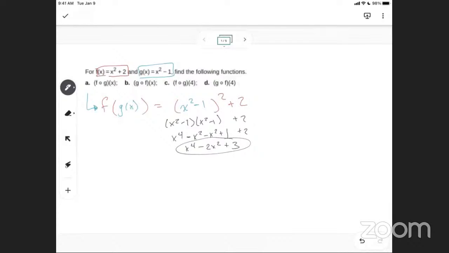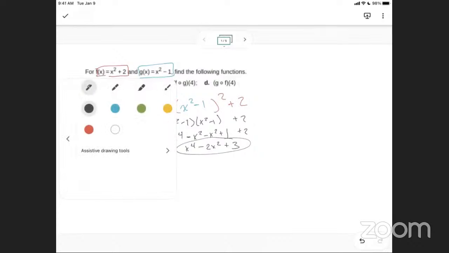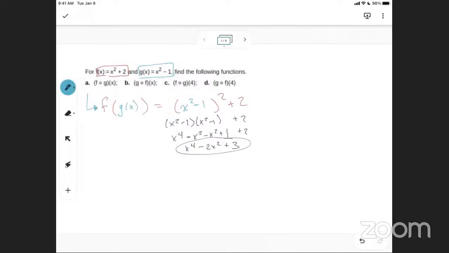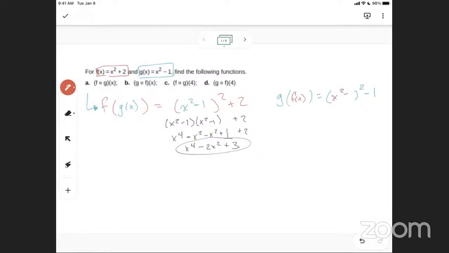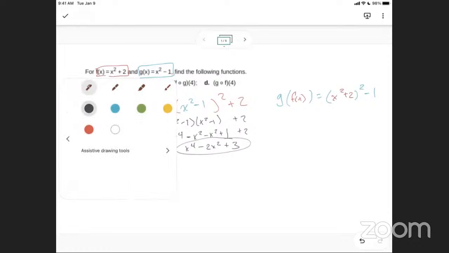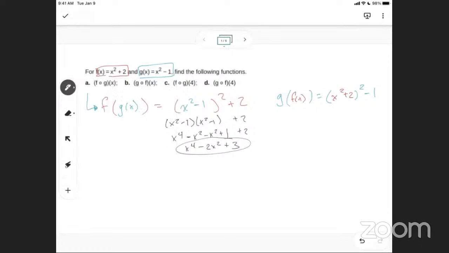Got it? Mm-hmm. So part B, I'll do part B now. For part B, I'm doing g of f of x. So now I'm plugging f of x into g of x. So I will start by writing my g of x, but instead of writing the x, I leave a space, just like I did for the other one, and I plug in the red function f of x into g of x. Got it?